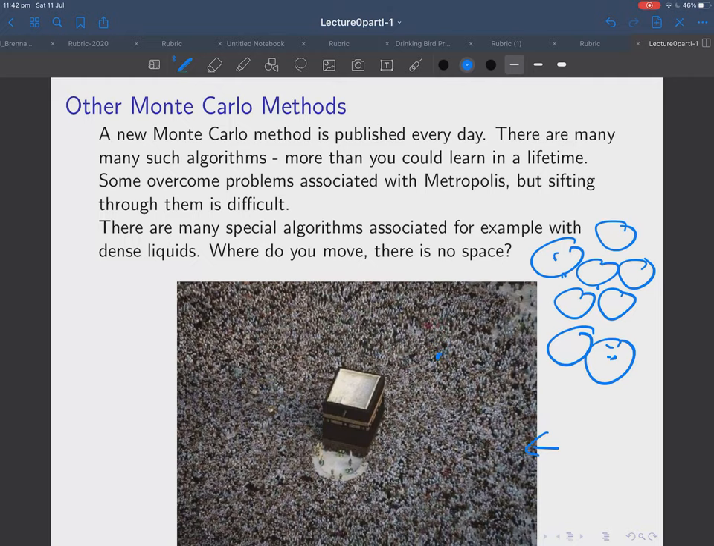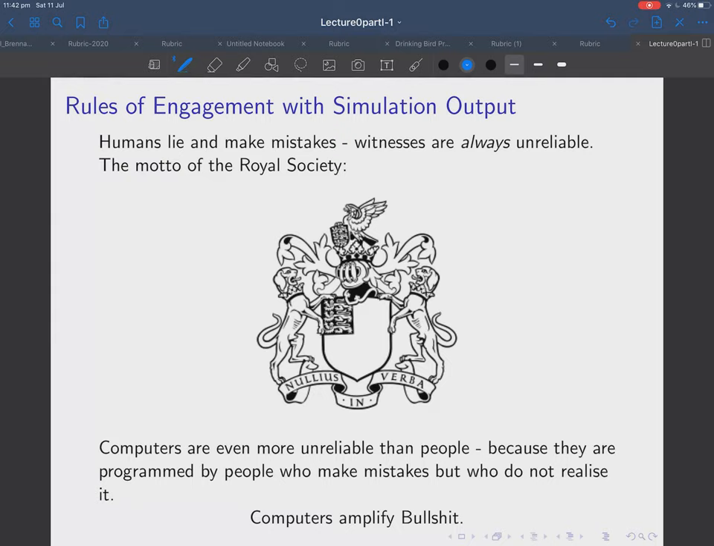So there's all kinds of issues associated with reaching equilibrium, which these other methods, which we're not going to talk about, try and solve. Okay. So let's talk a little bit about the rules of engagement with real computer simulation. You're running a computer simulation. What can go wrong? Well, just about everything can go wrong.